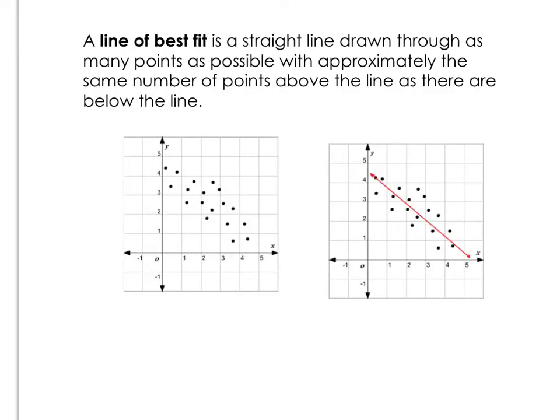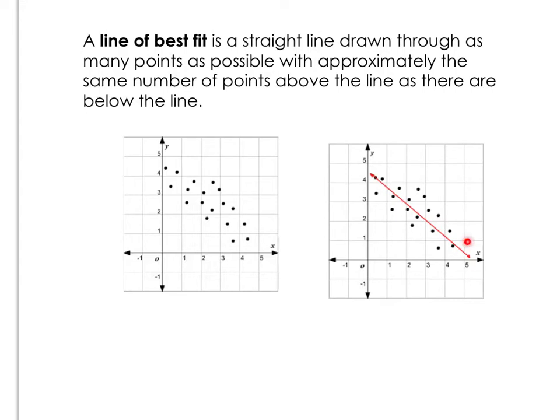When we make a scatter plot, it's often helpful to come up with a line of best fit. A line of best fit is a straight line drawn through as many points as possible with approximately the same number of points above the line as there are below the line. If we look at this scatter plot here, we can come up with a line of best fit. Again, we want our line of best fit to run through some points if we can. It doesn't have to, but the main thing we're looking at is where we can put the line so that we get about an even number of points above the line as below the line.